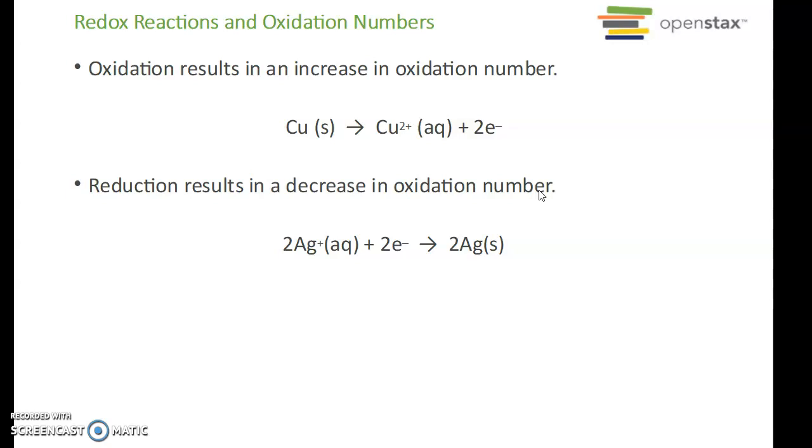So silver reacting with, taking on, electrons makes silver metal. And so its oxidation number is being reduced from +1 down to 0.